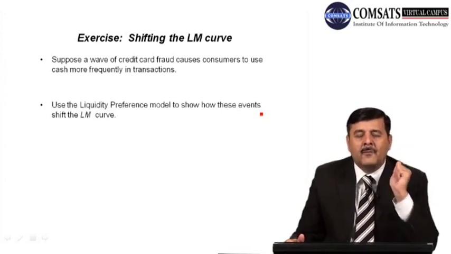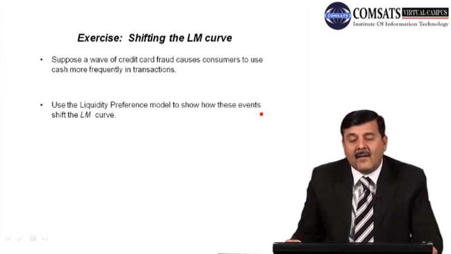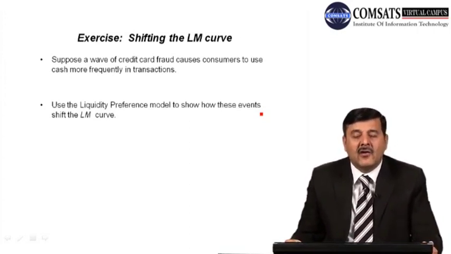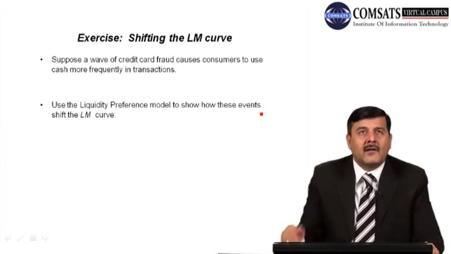So that is the exercise for you. This is the homework for you. Suppose a wave of credit card fraud causes consumers to use cash more frequently in transactions. Now use the liquidity preference model to show how these events shift the LM curve. This is what you are going to do at home.